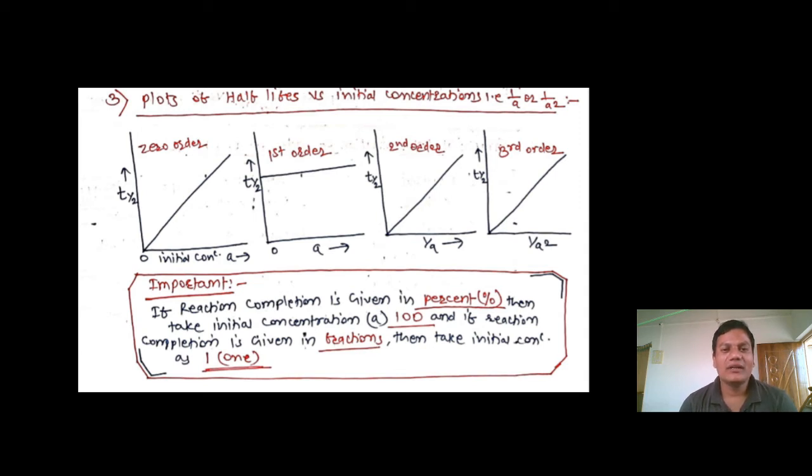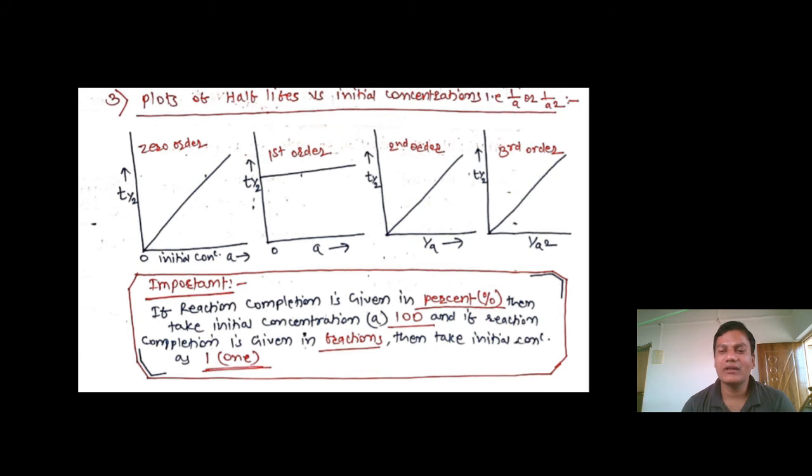For second order reaction, the nature is the same as for a zero order reaction, but the reciprocal of the initial concentration is taken on the x-axis, that is 1 by a. So half-life period on the y-axis increases as initial concentration decreases. That means as the 1 by a factor increases, T half increases. We can say that when initial concentration decreases, the half-life period increases. So that is for second order.